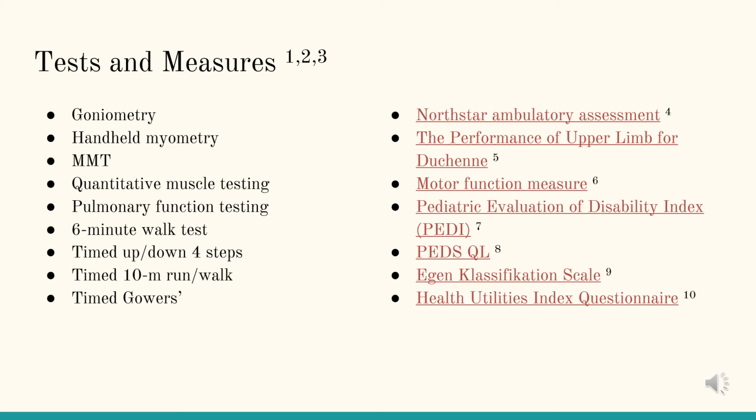To assess their participation level, there is the Pediatric Evaluation of Disability Index, the PEDS-QL, the Egan Classification Scale, and the Health Utilities Index Questionnaire. These are all fairly new outcome measures and tools that we've not really discussed yet. I would go ahead and explain each one, but since this is only a 15 to 20-minute presentation, I just set it up for you to click on each one, and that will take you to a link that will describe each tool.